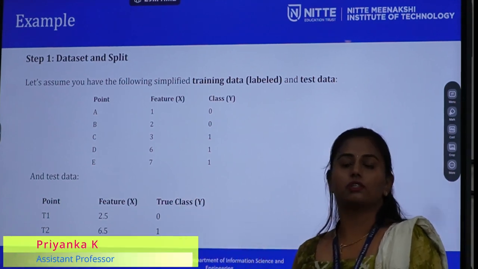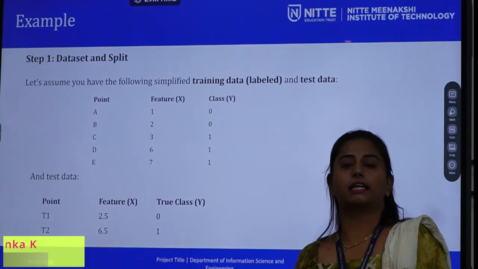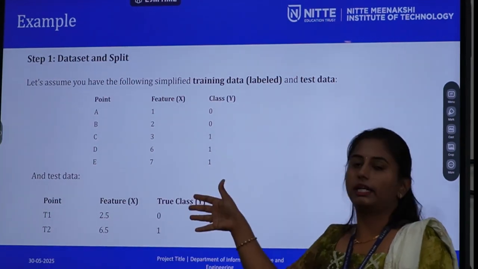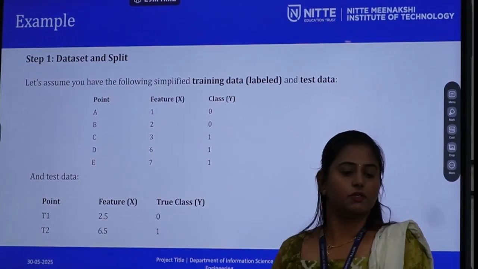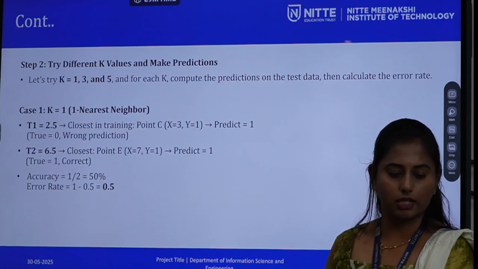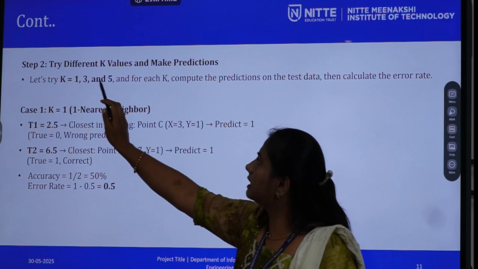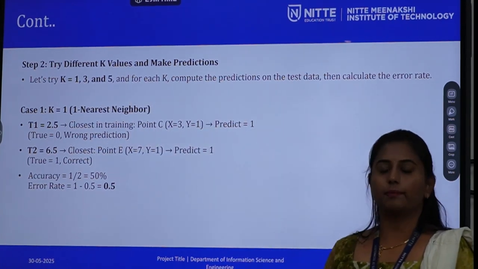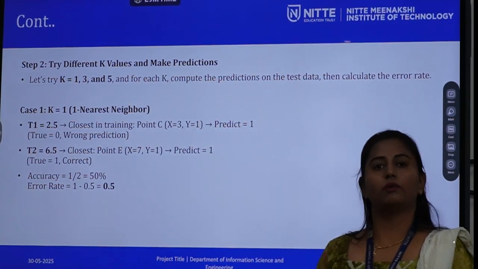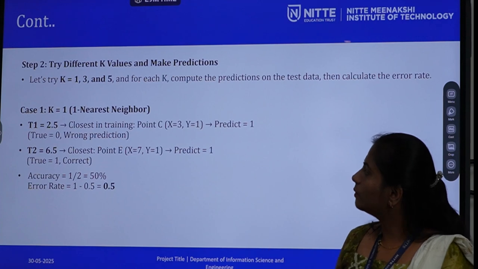Now I need to check which exact k value classifies the whole data set correctly. So what I will be doing is assigning the values k equals 1, 3, 5, and then for each k I am going to check the error rate and the accuracy.